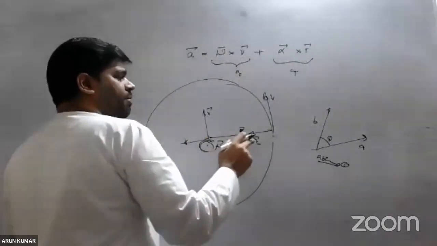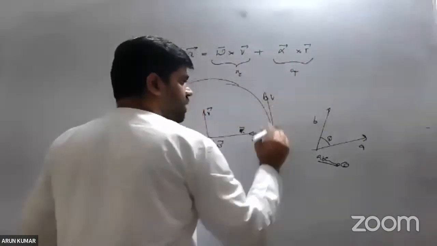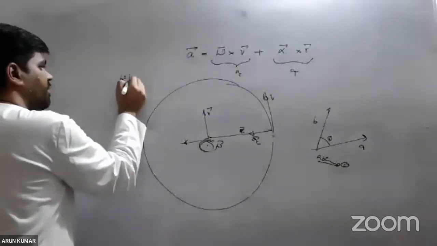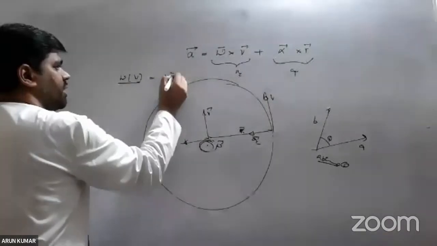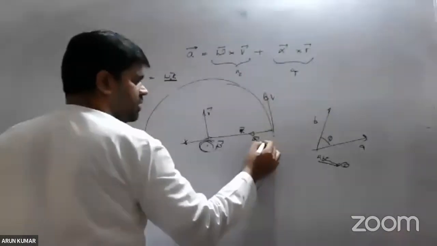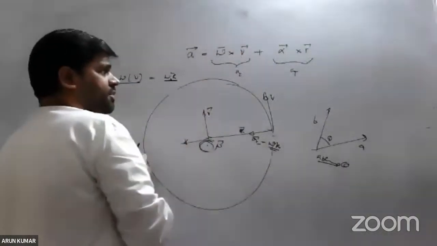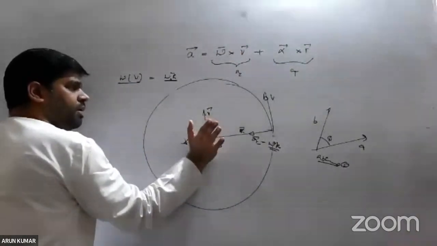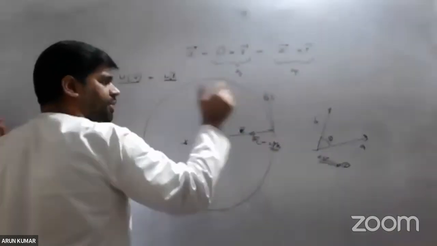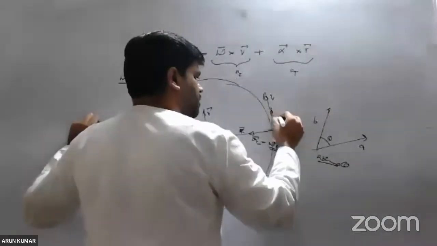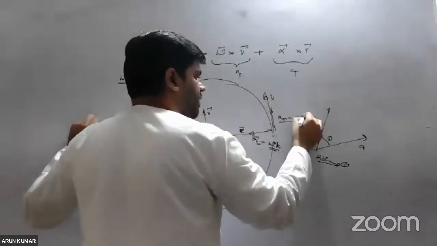Omega into V: omega V sin 90 degrees, since the angle between them is 90 degrees. So omega V sin 90 is omega into V. What is V? Omega into R. So that becomes omega square R. So omega square R is my centripetal acceleration. Now let's see tangential acceleration: alpha cross R, tangent to it. The angle between them is 90, so it becomes alpha R.